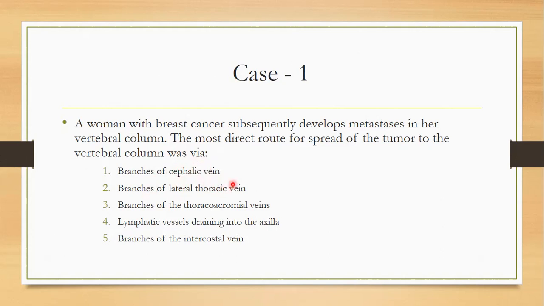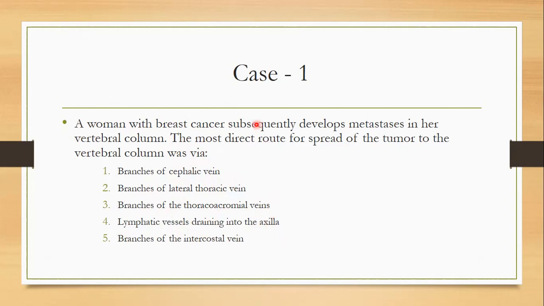Branches of lateral thoracic vein are also the same. They do not drain the vertebral column. Again, branches of the thoracoacromial vein do not drain the vertebral column. They drain only the thorax, the pectoralis major part, and the muscles there. And then lymphatic vessels draining into the axilla.